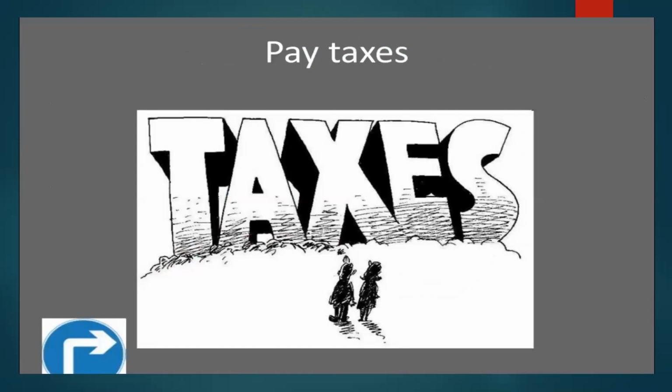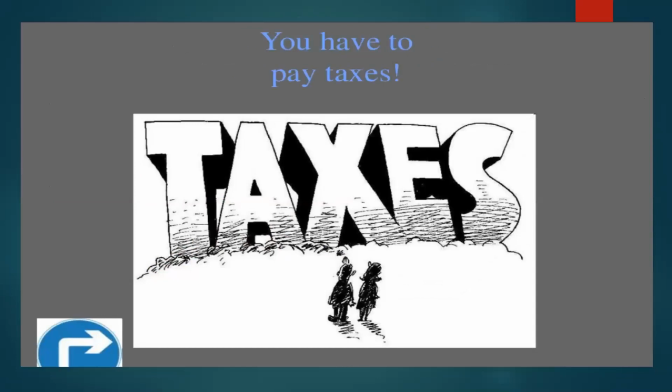Next slide, you can see pay taxes. So you all will be knowing you have to pay the taxes. Paying taxes is a compulsion. Someone may say, I don't like to pay tax, but it is pressure from the government where you have to pay the taxes. So what do you say? I have to pay taxes. If I don't pay the tax, what will happen? I have to pay a fine. So you have to pay taxes.